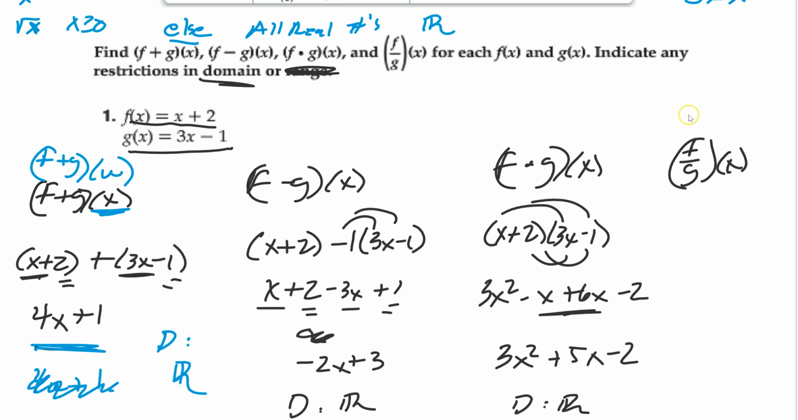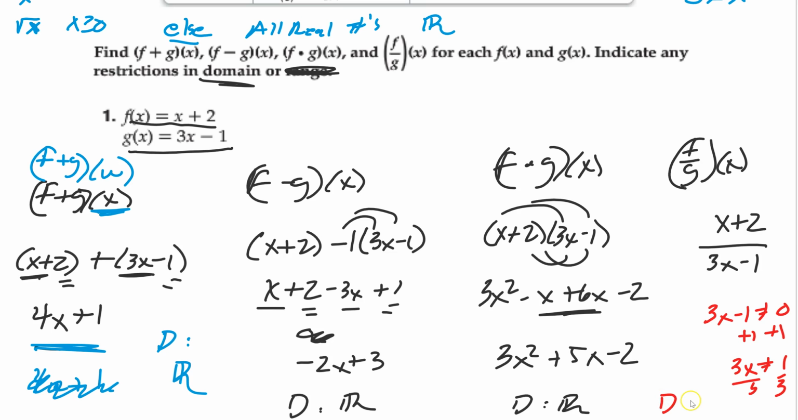And the last one's the easiest, but we have to worry about the domain here. f over g, so f is x plus 2 divided by 3x minus 1. So that's my function, but there is a domain here where I have a fraction. So for the domain in this part, you always do the exact same way. I have a fraction, you set the denominator not equal to 0, and we just solve it. So we add 1. 3x cannot equal 1, so x cannot equal 1 divided by 3. So my domain is x cannot equal 1/3.